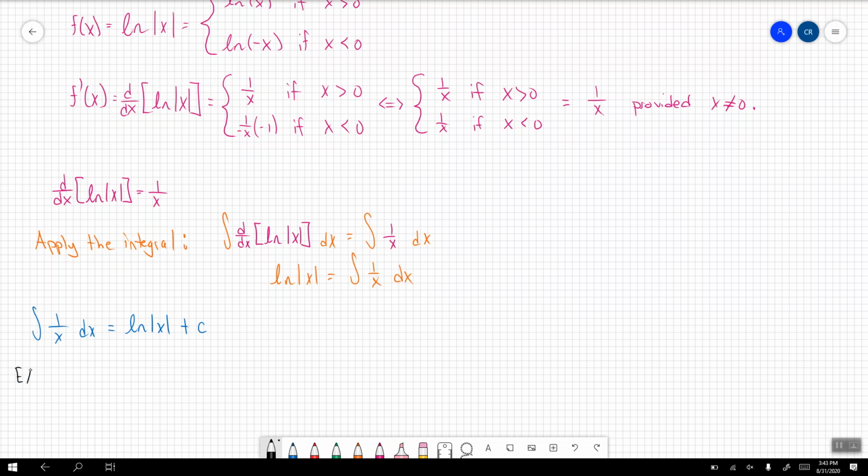So let's go through and start evaluating these. So evaluate the integral.